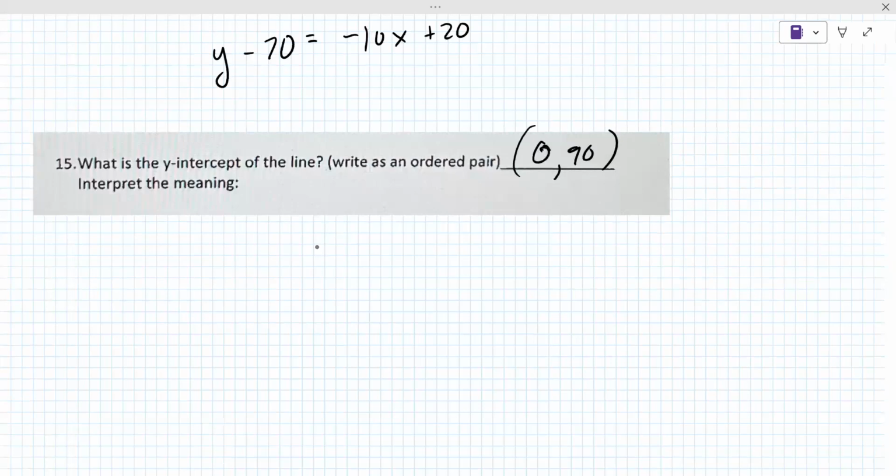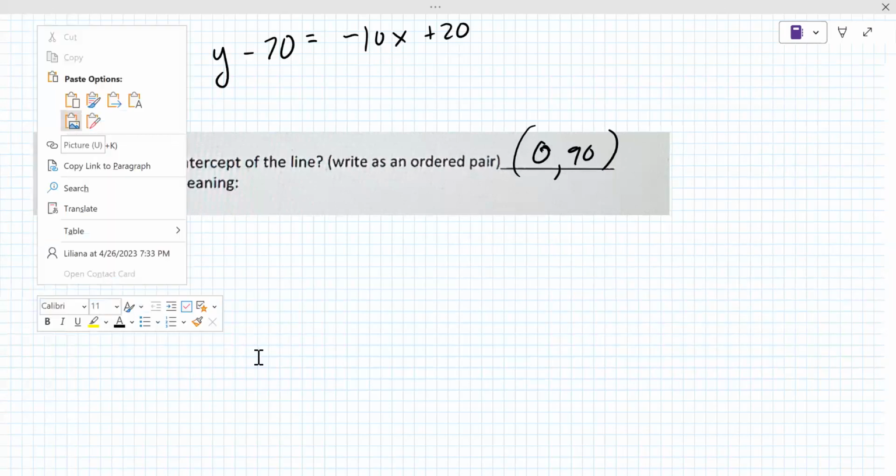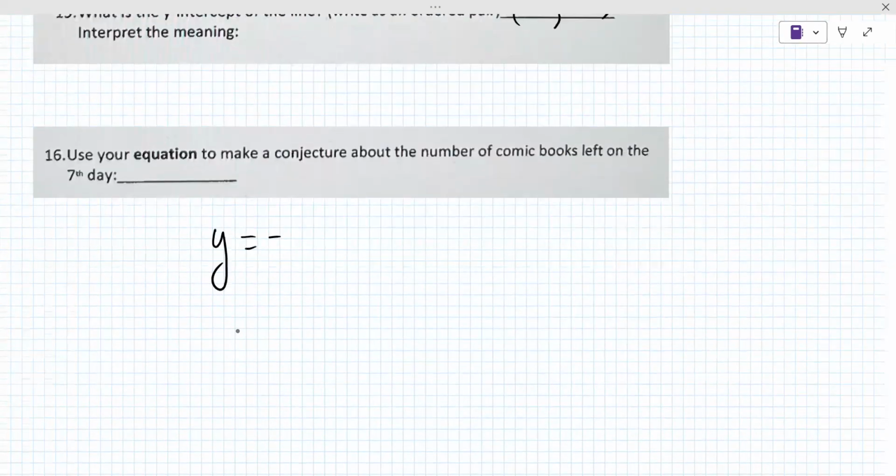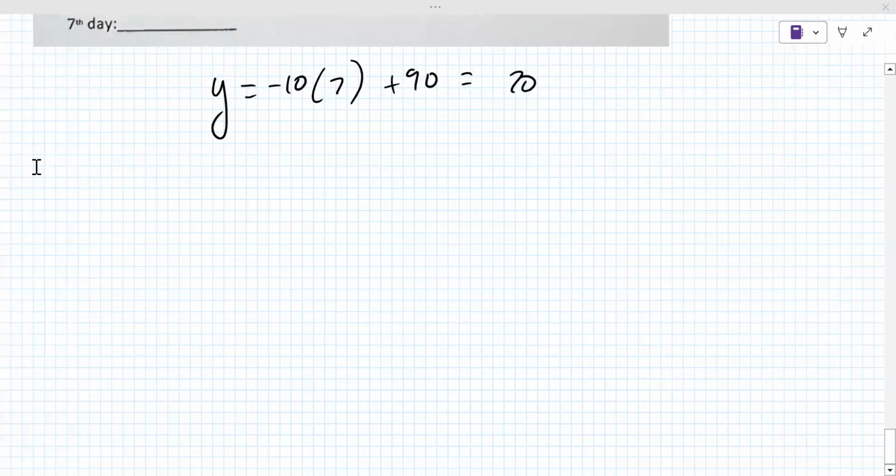All right. 16. Use your equation to make it. 20 books left on the 7th day. That's right. So you're putting that value in the equation and it's 20. Good. And then the last one here is when do you think there will be no comic books left?